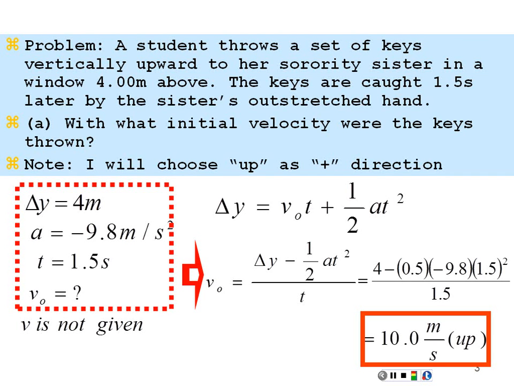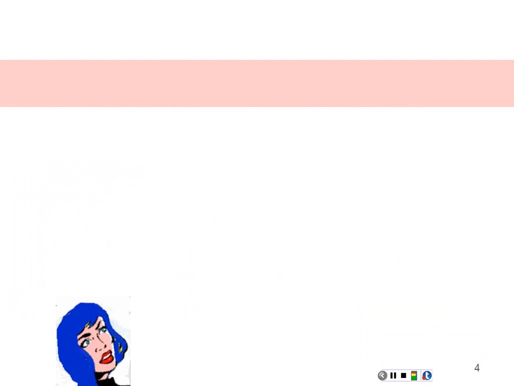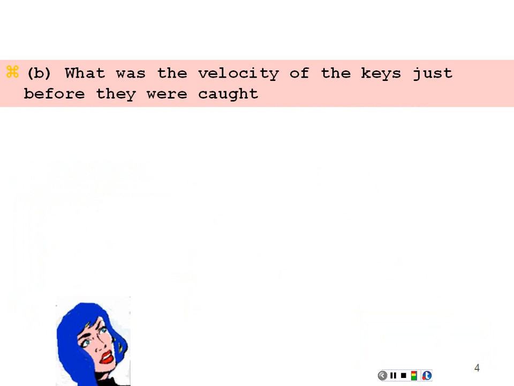Well, if I can find the final velocity of these keys, I would know. Because if the final velocity of these keys is positive, then they're going in an upward direction, and that's the positive direction. If the final velocity is negative, that means they're on their way down, and that's in the negative direction. So let's calculate the final velocity. What's the velocity of the keys just before they were caught?